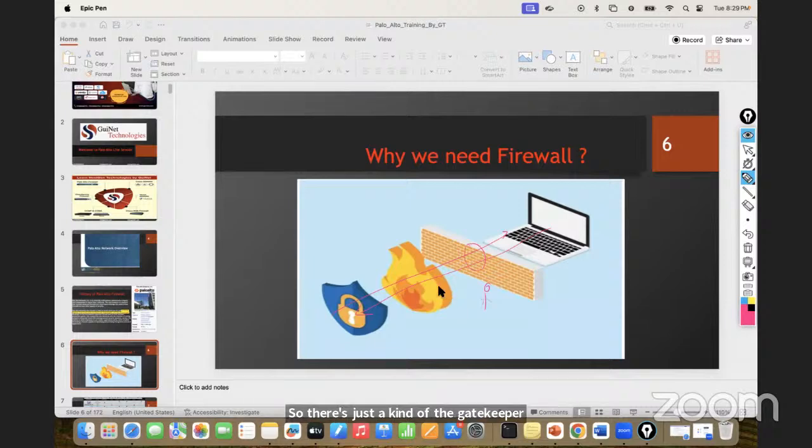We'll discuss more about it, what a firewall is. But at a high level, it's just acting as a barrier. So we have malware. We have different types of malware.